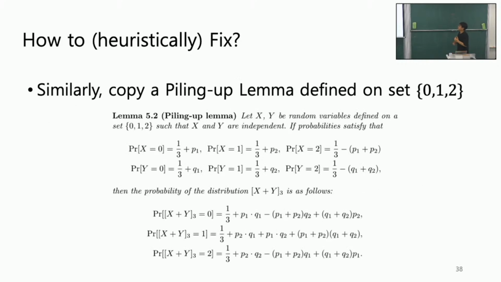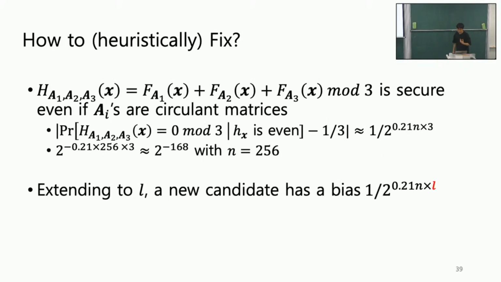Similarly, we can prove the peeling lemma defined on the ternary set, and for the ternary set, the peeling lemma also says that the summation of two independent distributions makes scaling biases. So similarly, a new candidate H is also secure against our attack.